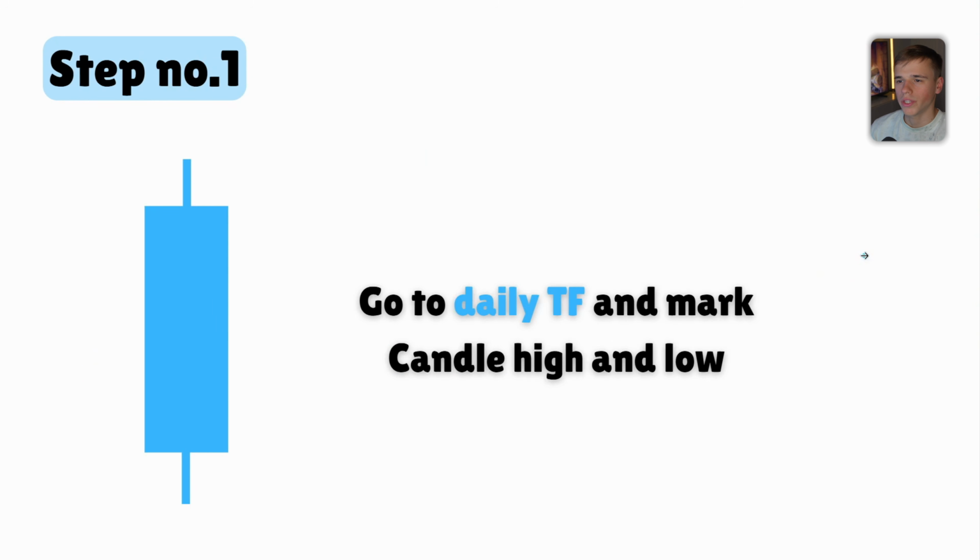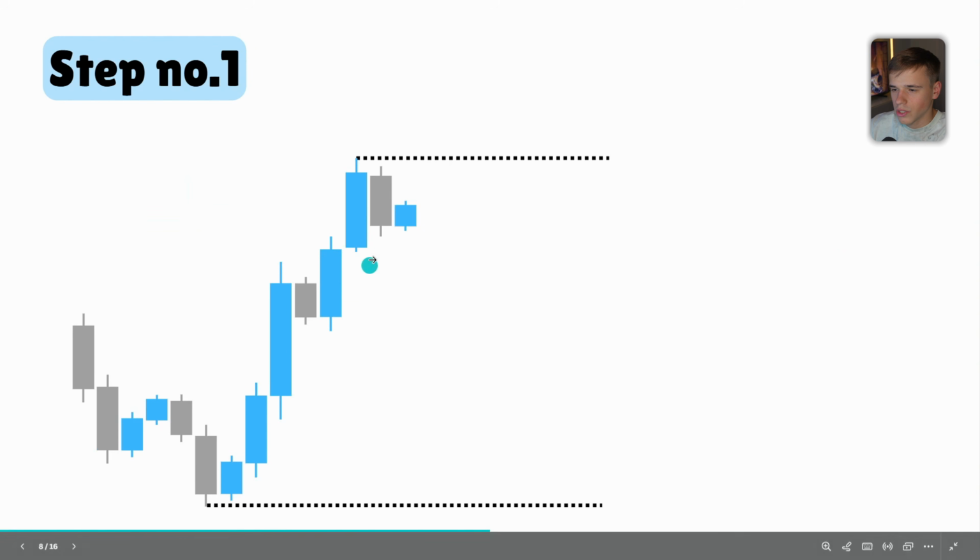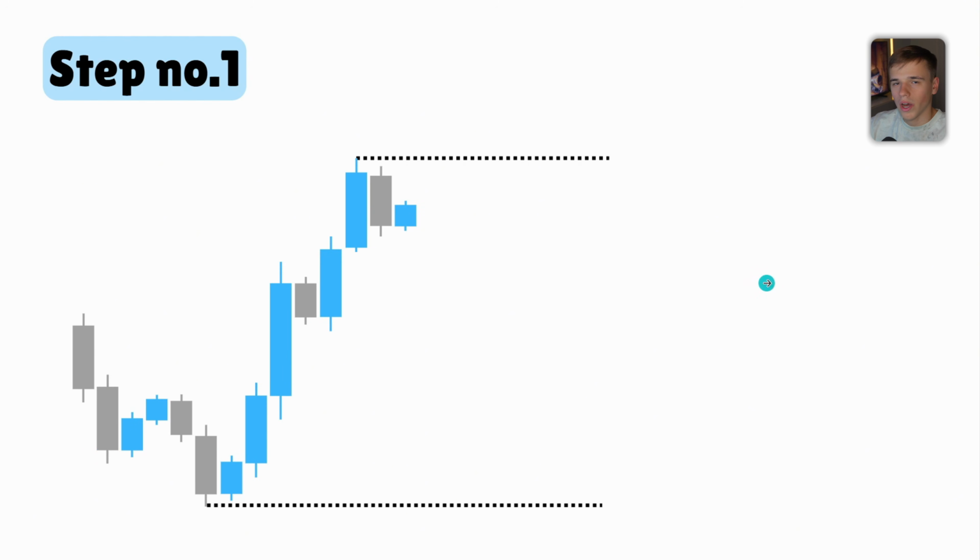So let's go over to step number 1. First thing is going to be very simple. You're going to open the daily time frame. All you have to do is go to the daily time frame and mark out the candle high and candle low. On the daily time frame, you just mark out the high and the low of the candle, and that's literally it. Now all you do is go to the 1 hour time frame, and that's going to look something like this. So this is going to be the daily range, but on the 1 hour time frame.